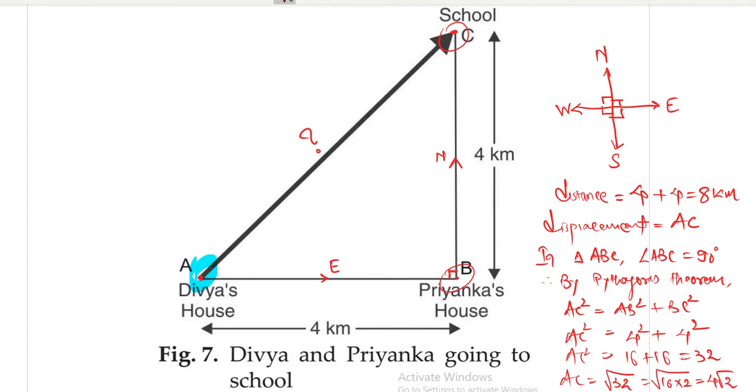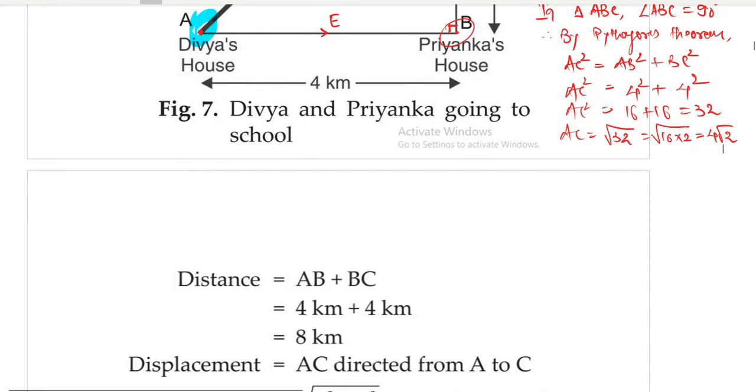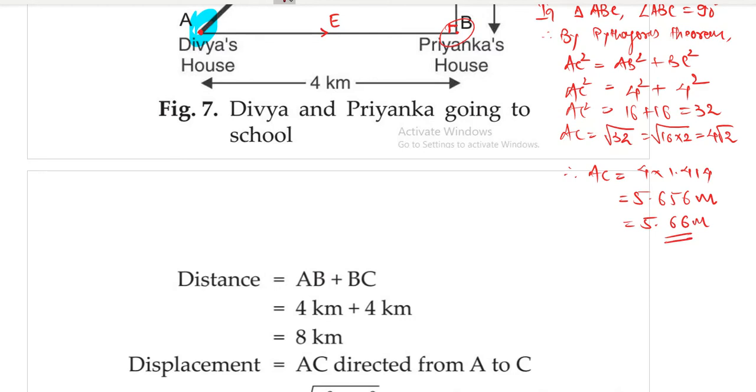If I simplify this, root 32 is root of 16 into 2, and that is 4 root 2, since 16 comes out of the root. And what is the value of root 2? 1.414. So if I multiply this and simplify, I get 5.656 kilometers, or you can round it off and write it as 5.66 kilometers. This is the final answer. So that is the displacement.